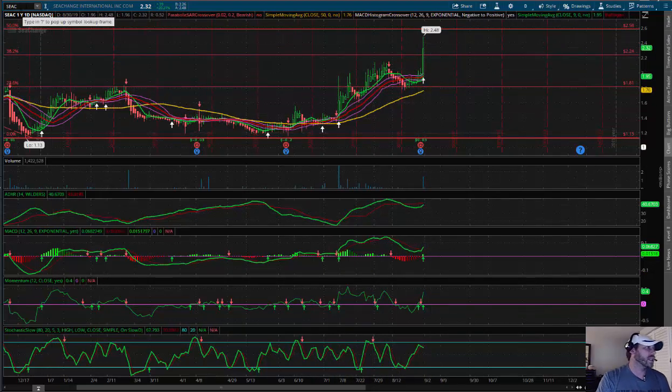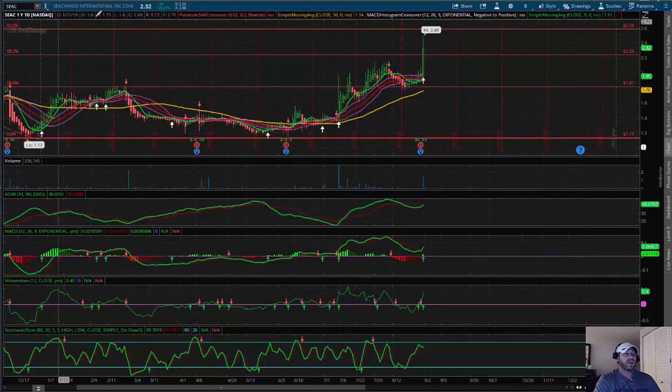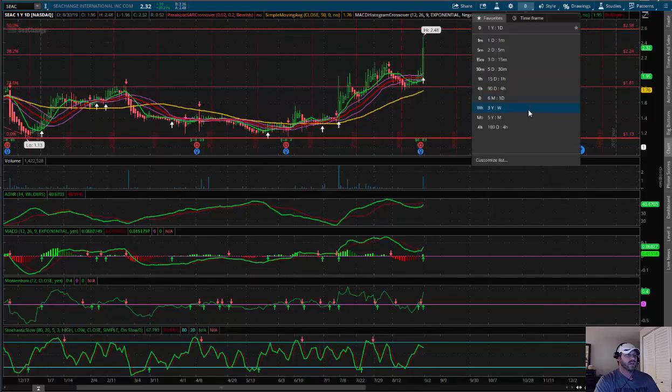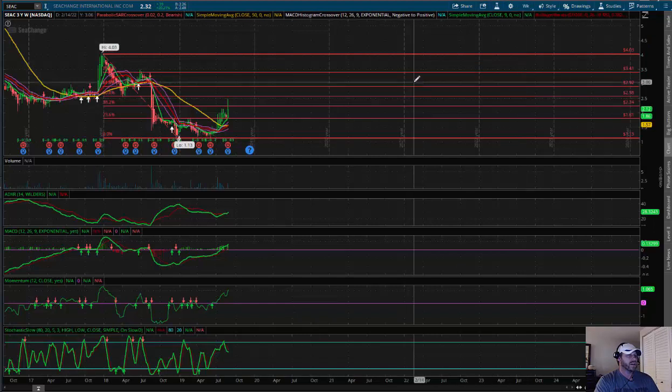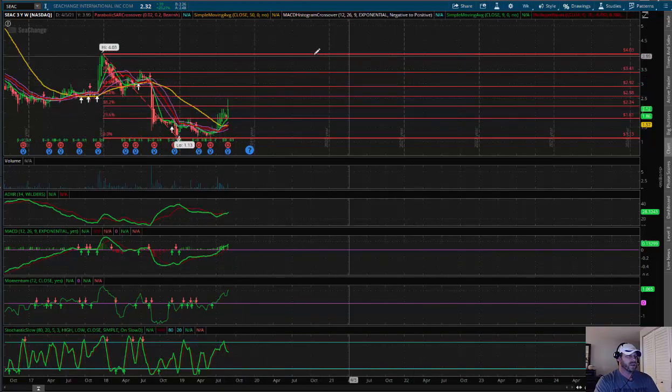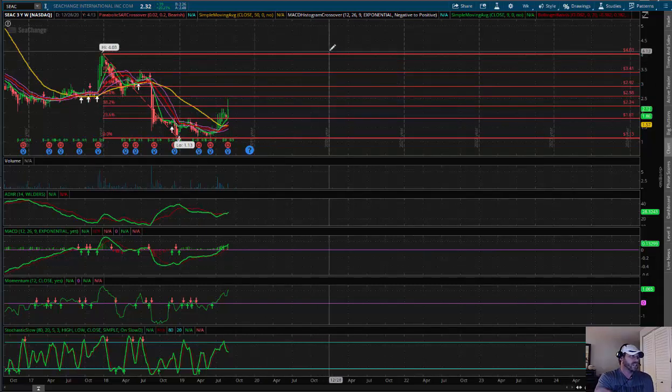And this is SEAC, that's Sea Change International Inc. And if you know anything about the way I trade, I really don't know a whole lot about these companies as a whole. These are just technical trading, going scale here. So in this instance, again, we'd be looking at somewhere in this 3.16 to $4 range as an exit.